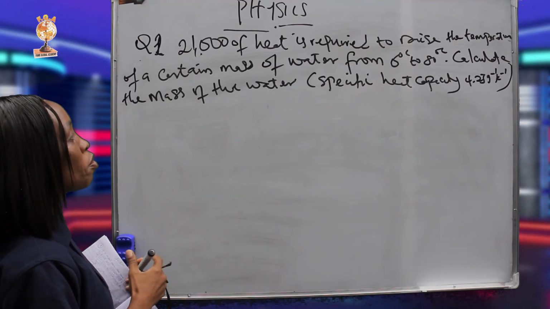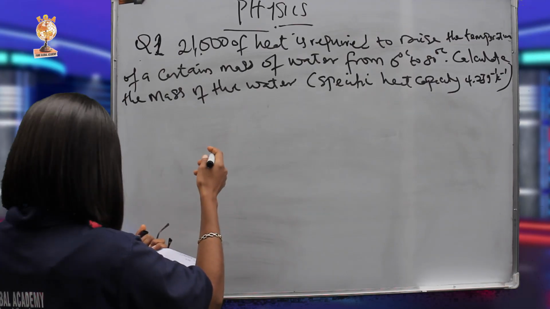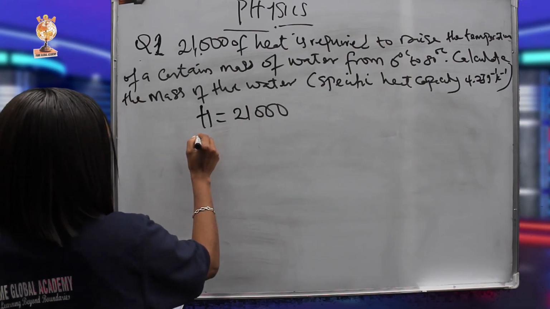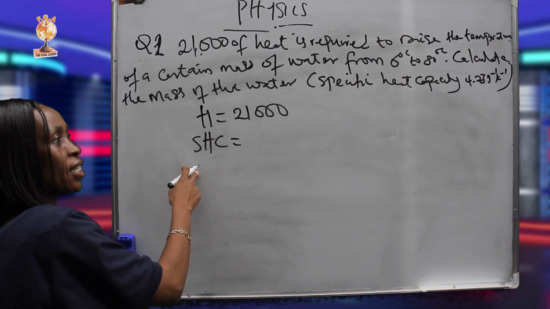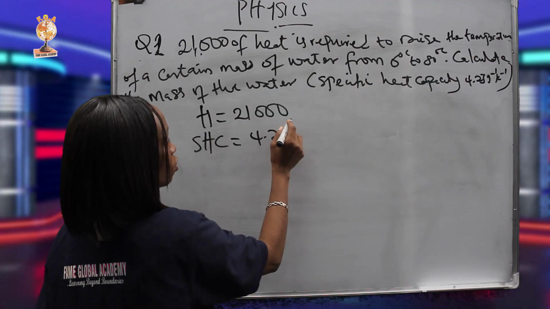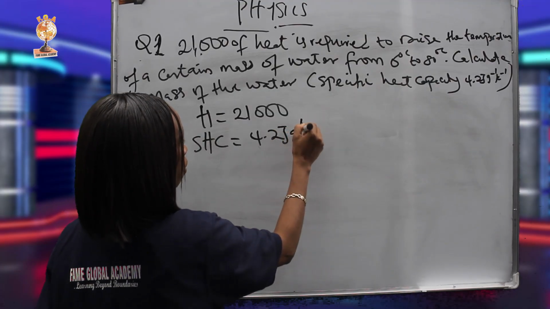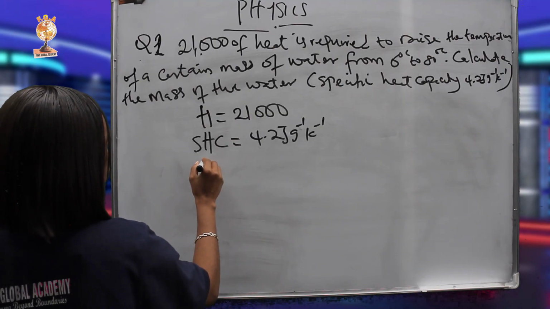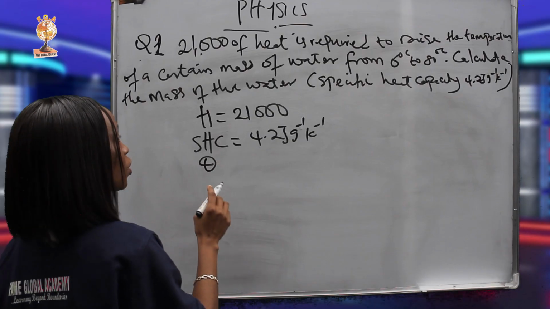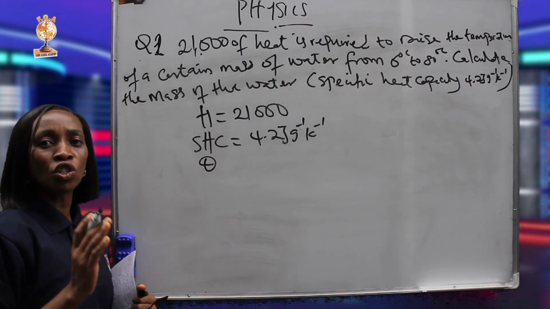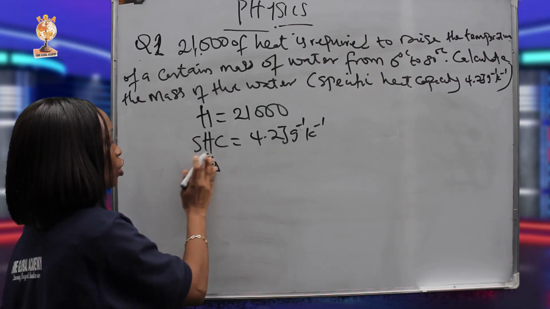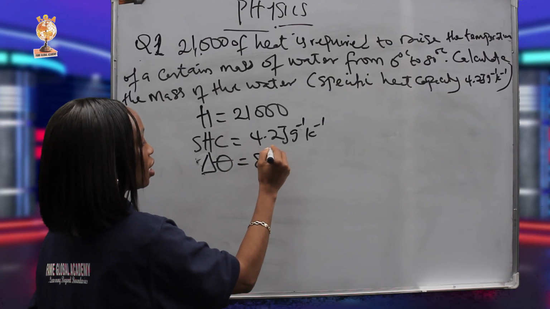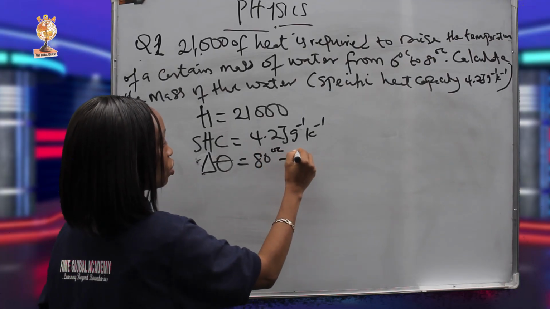Okay, now let's go. First and foremost, what am I asked to look for? What am I given? Now, heat is equal to 21,000. The SHC, which is specific heat capacity, is 4.2 joules per gram per Kelvin. Okay, what else is given? The temperature is ranging from 0 degrees Celsius to 80 degrees Celsius. So the thing I will do now is find the change in temperature. Delta theta means change in temperature, which is 80 degrees minus 0 degrees Celsius.